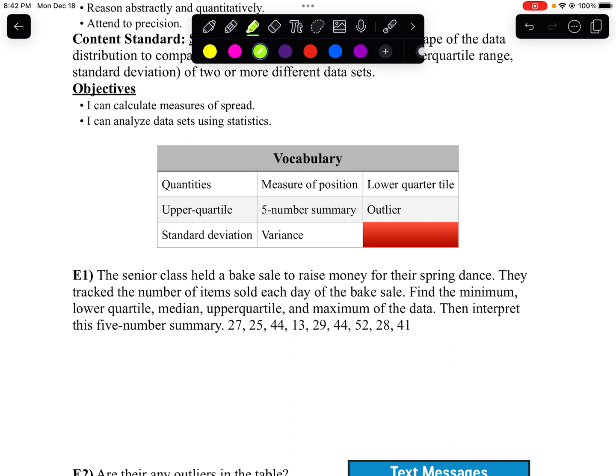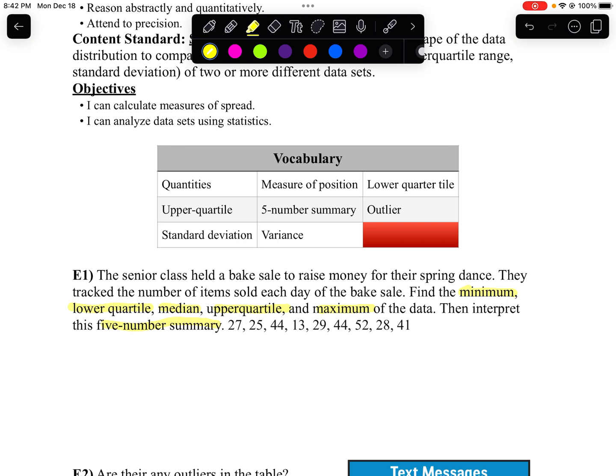Our first measure of spread we're going to learn about is called the 5-number summary. The 5-number summary consists of 5 numbers. The smallest number, the biggest number. Okay, that's your range. We're going to have the median, your middle number. We're going to have the lower quartile, which is the lowest 25th percentile. And we're going to have the upper quartile, which is our upper 75th percentile. So we're going to break this down into quarters, plus the smallest and the biggest.